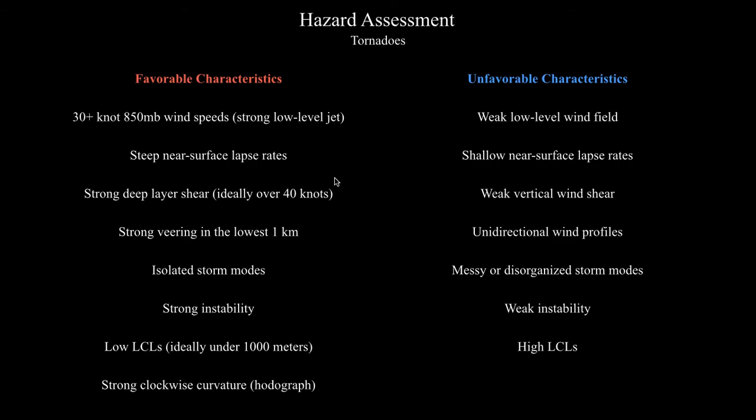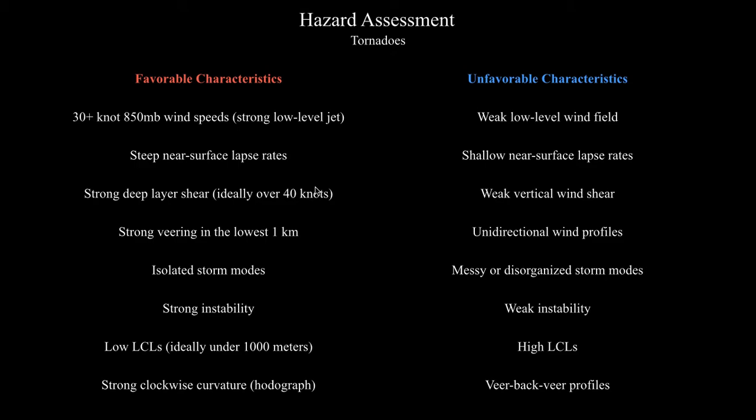And also, you want a nice, strong clockwise curvature in the hodograph. So again, we talked about that in the previous lecture, how if you have a strong clockwise curvature, that gives you a lot of streamwise vorticity, which means you're much more likely to get storms that rapidly become supercells, that become cyclonically rotating supercells, which have a better chance at producing tornadoes.